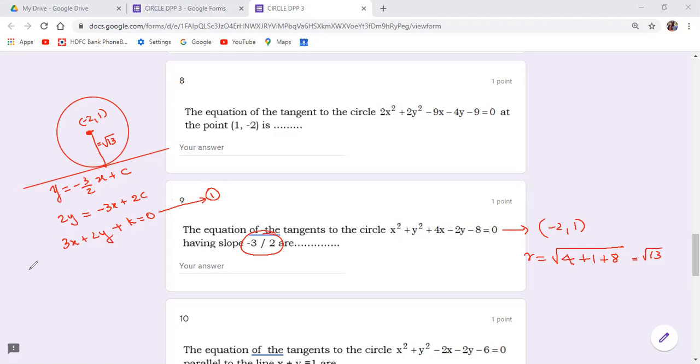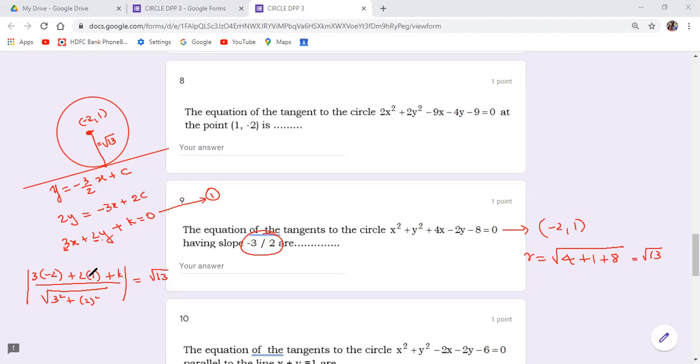Now what will I apply? The perpendicular distance. How is perpendicular distance calculated? 3 into, substitute the point, divided by root of a square plus b square. So 3 square plus 2 square. Here you should not make the mistake of squaring the point. You have to square the coefficient of x and y. Equal to the radius.